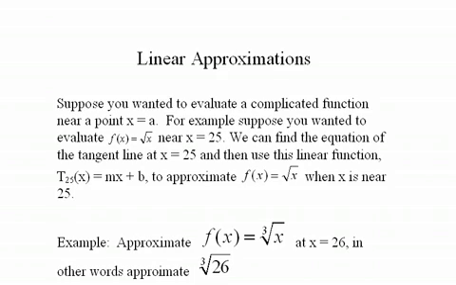Linear approximations. Suppose you wanted to evaluate a complicated function near a point x equals a. For example, suppose you wanted to evaluate the function f of x equals the square root of x near x equals 25. We can find the equation of the tangent line at x equals 25 and then use this linear function, which we'll call t of x sub 25 equals mx plus b, to approximate f of x equals the square root of x when x is near 25.